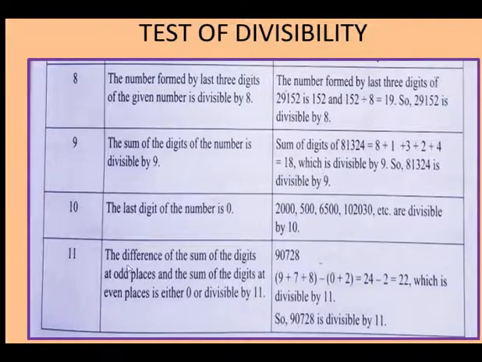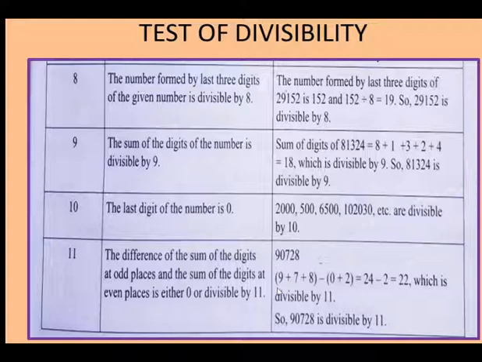And for 11, the difference of the sum of the digits at odd places and the sum of the digits at even places is either 0 or divisible by 11. Means the digits in a given number, the digits at even places and odd places should be added, and we need to find their difference. If the difference is 0 or divisible by 11, then the number is divisible by 11.